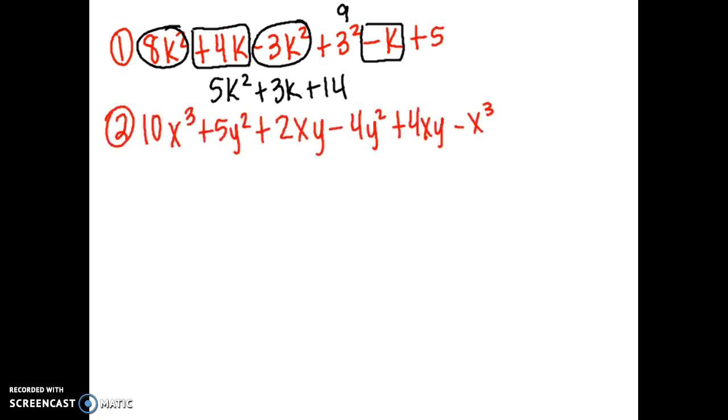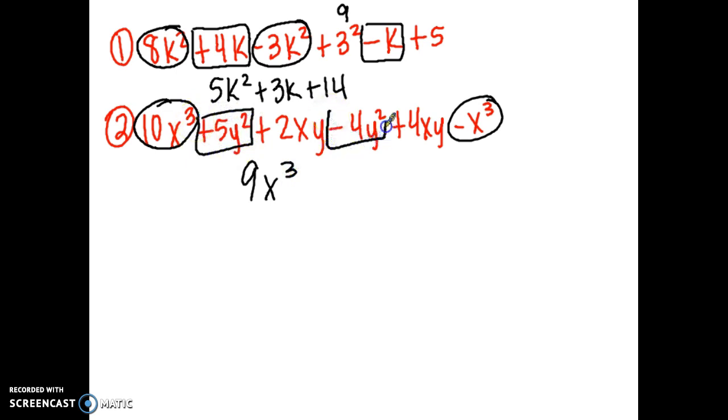Alright, we're going to start with 10x cubed plus 5y squared plus 2xy minus 4y squared plus 4xy minus x cubed. I'm going to start with 10x cubed, and I'm going to circle it. Now I'm going to circle everything that has an x cubed. 10x cubed minus x cubed is 9x cubed. My next term is 5y squared. 5y squared minus 4y squared is just y squared. It's positive, so I'm going to put a plus sign.